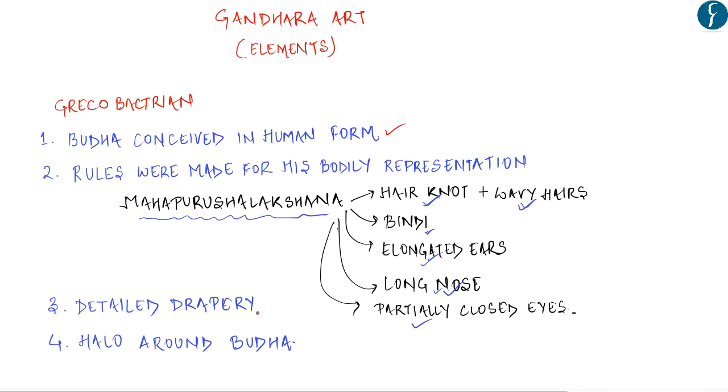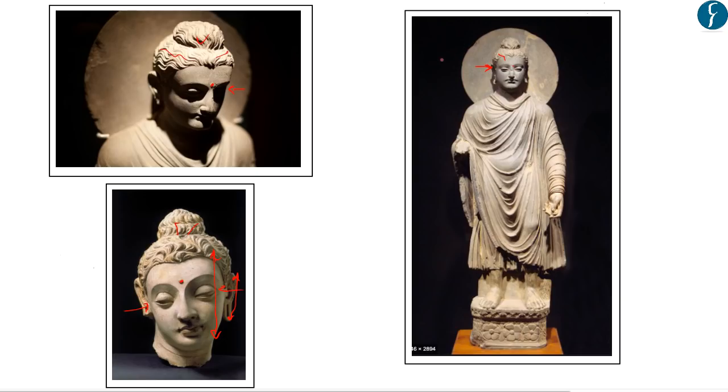Now, the presence of detailed drapery on the body of Buddha, as well as the presence of halo around the face of Buddha, was another very important feature of Indo-Greek element in Gandhar art. Let's now analyze these. Now, coming back to the same images, you can easily see the presence of halo surrounding the face of Buddha in both these images. And you can see the detailed drapery and the exquisite carving which has been done to show the clothes hanging from his body. This is another very important Indo-Greek element in Gandhar art.